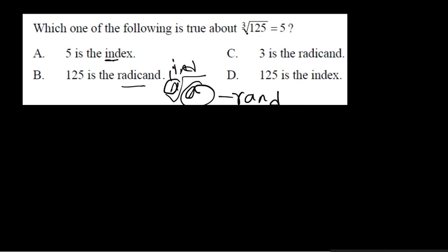So here in our cube root of 125, the index necessarily must be 3. Here it says 3 is the radicand, not the index. So this one doesn't work. What about the radicand? The radicand has to be 125. It's found in B: 125 is the radicand. That is correct. Let's go to the next question.